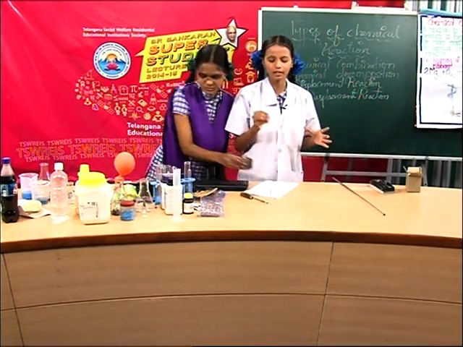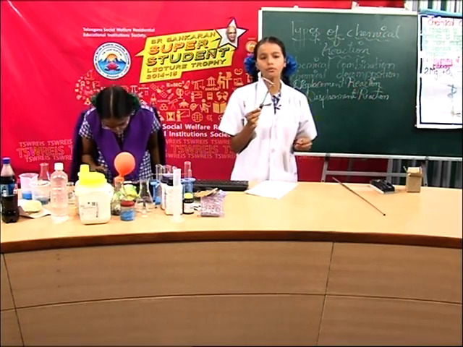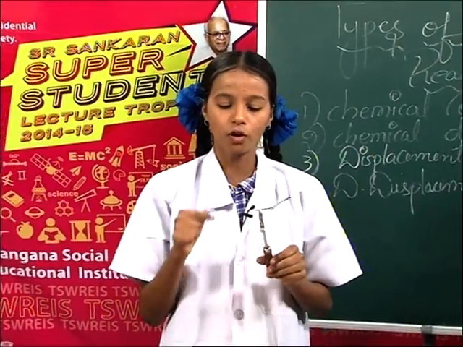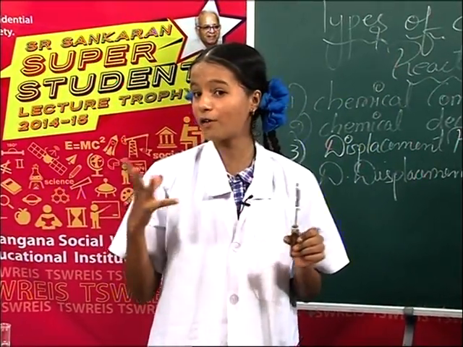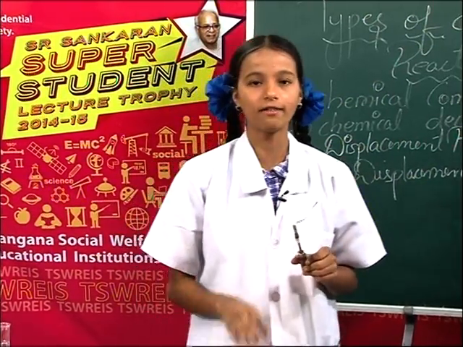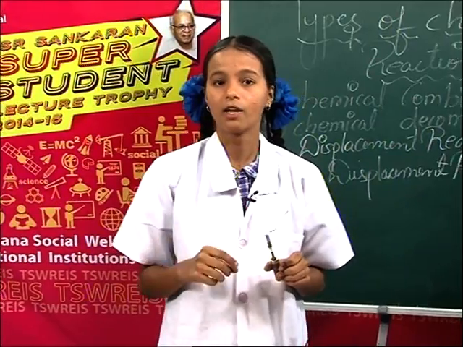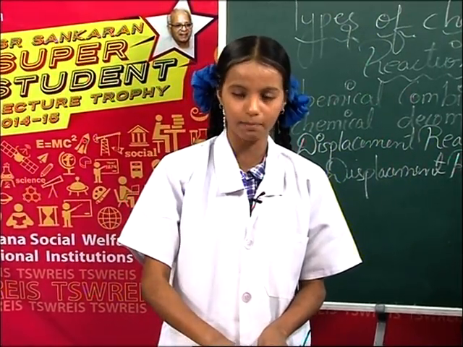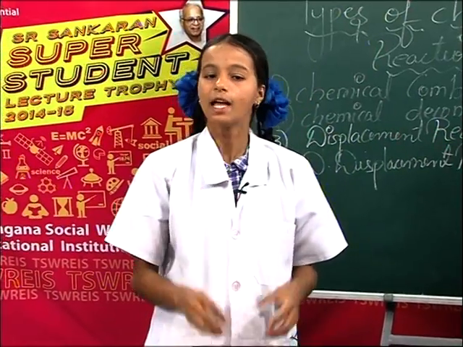What we have done? First I have taken a piece of magnesium ribbon and I have burned this magnesium ribbon in the presence of oxygen with the help of a spirit lamp. So when I am burning this magnesium ribbon, you have seen a miracle. The white powder has come. The white powder is nothing but magnesium oxide. See, you can see here a white powder. This white powder is nothing but magnesium oxide.